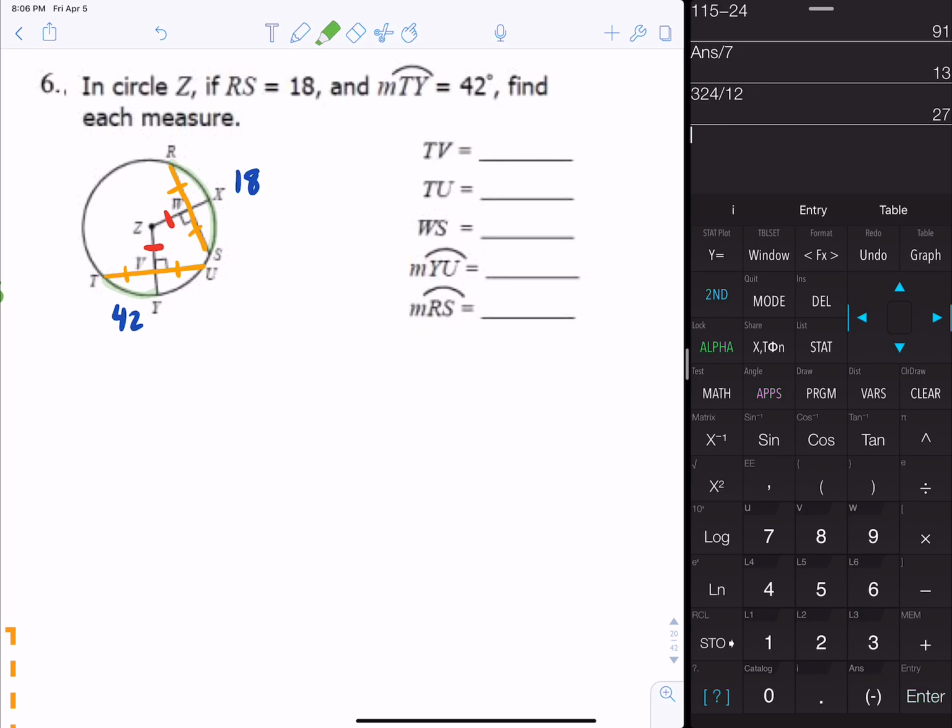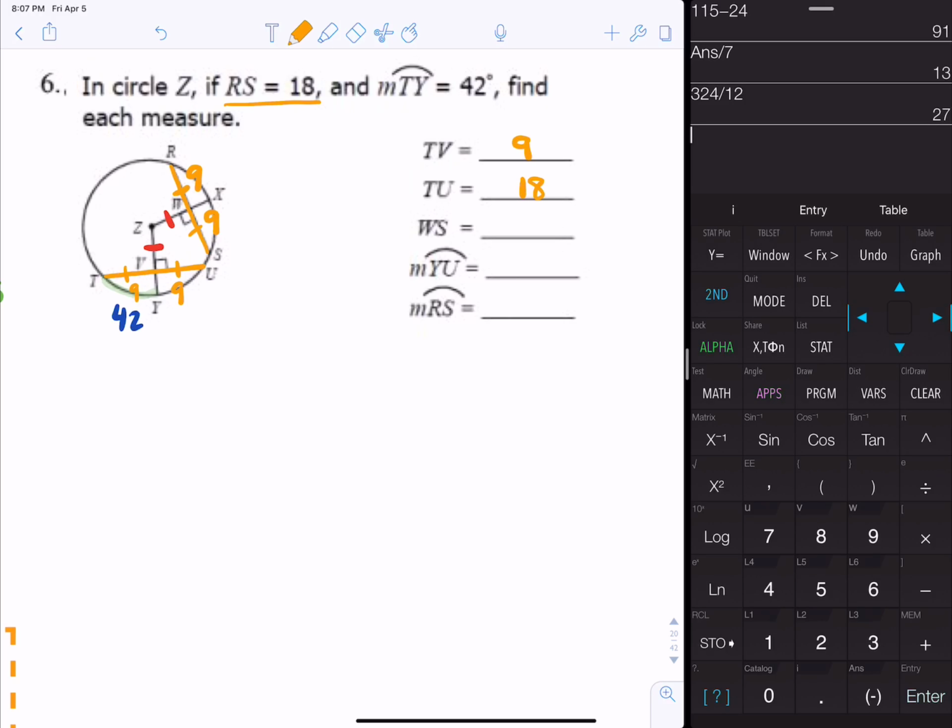And I made a mistake on RS. I need to back up. RS is not the arc. They gave me, like, notice there's no arc symbol right there. So RS is 18, means this is 9 for RW. And this would be 9 for WS. So I put that in the wrong spot. I fixed it. Okay, so TV would also be 9 because those are equal to the ones on the other chord. So that would just be 9. And then TU would be 18 because we could add those up.